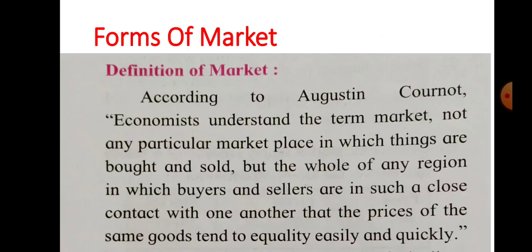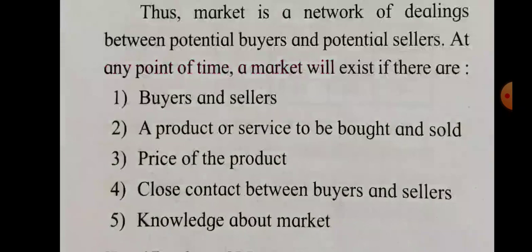Now let us see the next chapter, chapter number 5, that is forms of market. Let us see the definition of market. What is market? According to Augustine Cournot, economists understand by the term market not any particular marketplace in which things are bought and sold, but the whole of any region in which buyers and sellers are in such close contact with one another that the prices of the same goods tend to equality easily and quickly. Okay, so that is the definition of market.